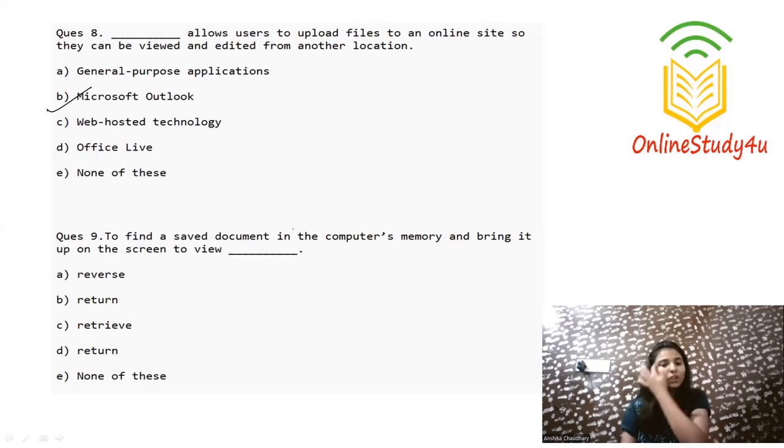Next question is to find a saved document in the computer's memory and bring it up on the screen to view. So it will be retrieve, right? Reverse, no. Return, no. Retrieve will be the correct answer. To find a saved document in the computer's memory and bring it up on the screen to view, it will be retrieve. So let's move on to the next question.